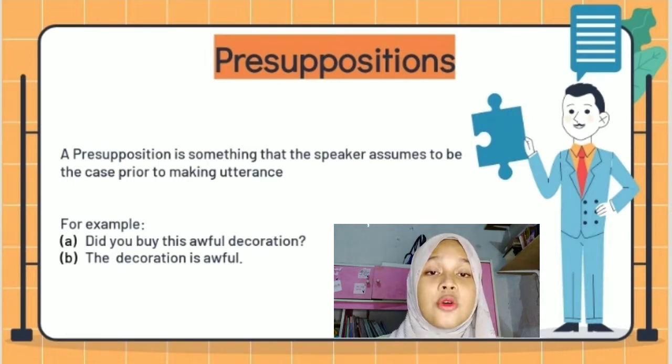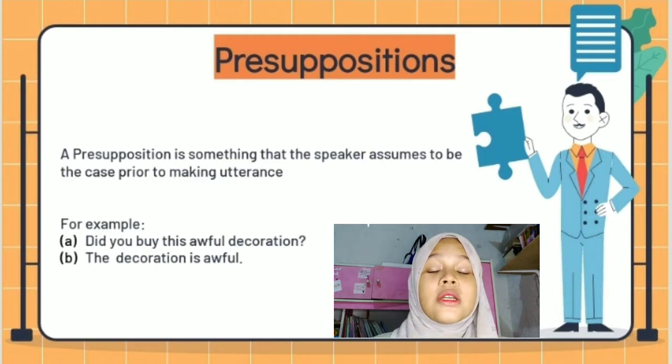So what is presupposition? Presupposition is something that the speaker assumes to be the case prior to making an utterance. So the speakers, not sentences, have presuppositions. Presuppositions deal with the truth value in the utterance. It is about true or false, not yes and no. The truth value is based on what is happening in the language and what is happening in the world.